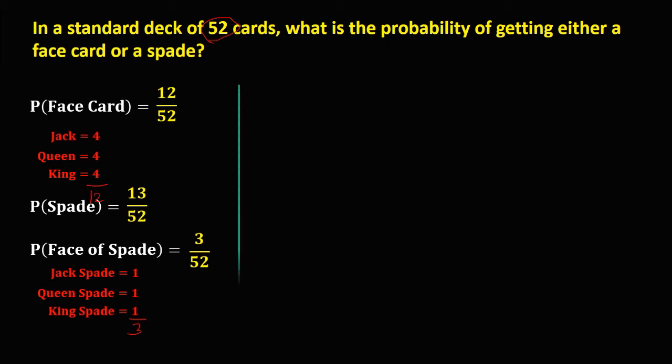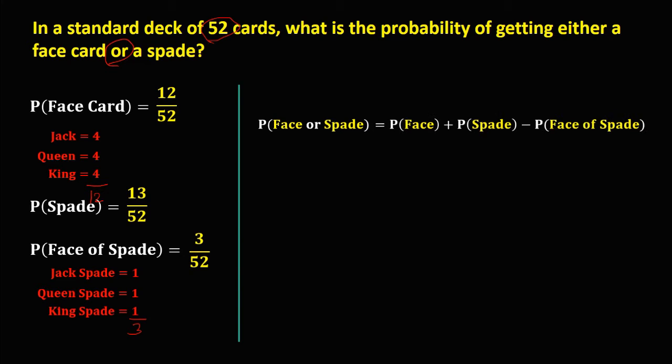So to solve for this problem, so since or, so the probability of face or spade is equal to the probability of face plus the probability of spade minus the probability of face of spade. So for the probability of face, that's 12 over 52 plus this probability of spade, that's 13 over 52 minus the probability of face of spade, that's 3 over 52.